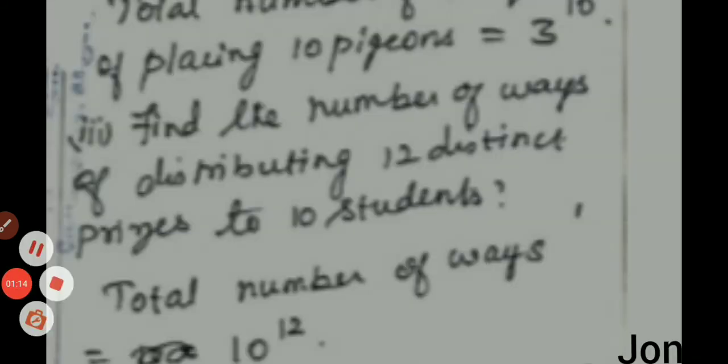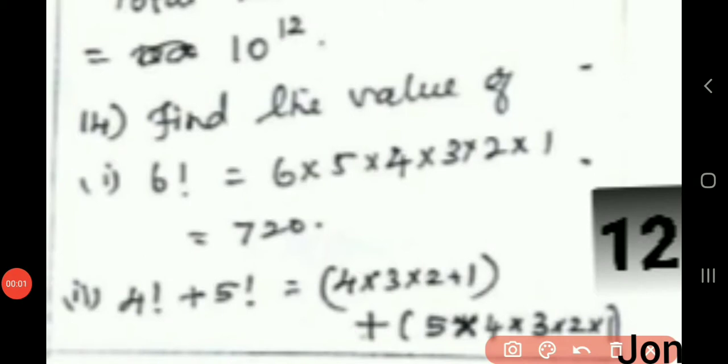Find the number of ways of distributing 12 distinct prizes to 10 students. Here we have 12 distinct prizes and the number of students is 10. So the total number of ways equals 10 power 12. No need to expand this also. Just 14th sum.